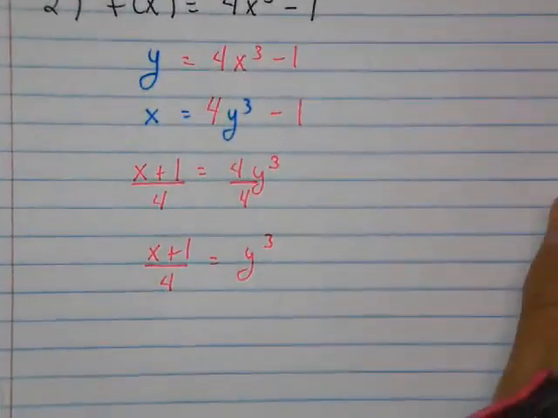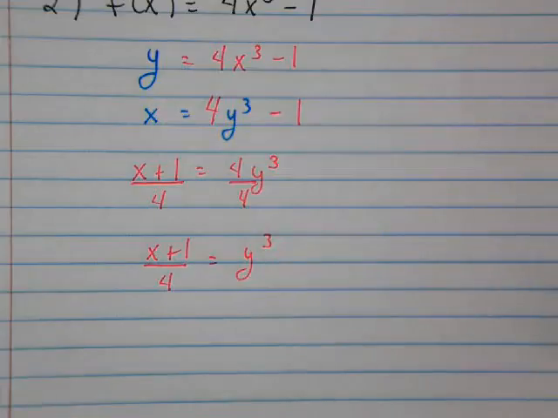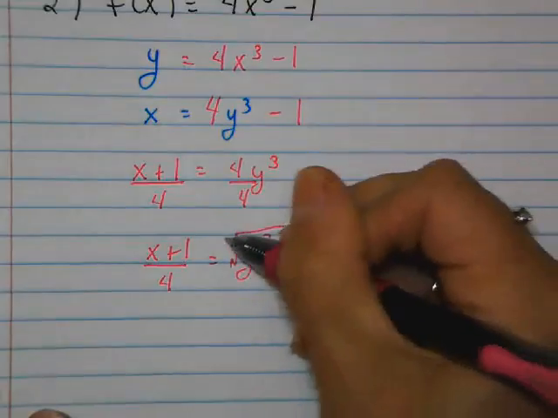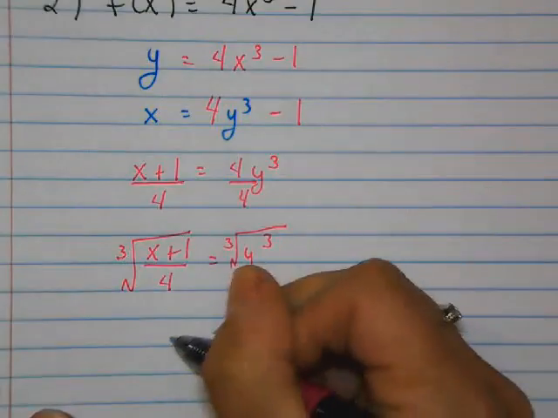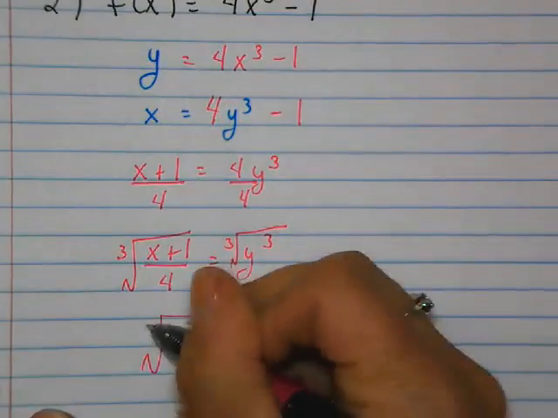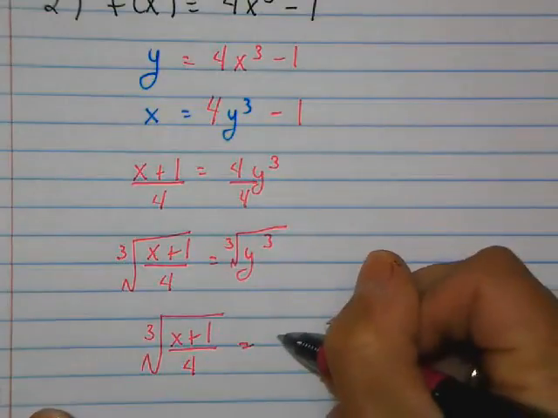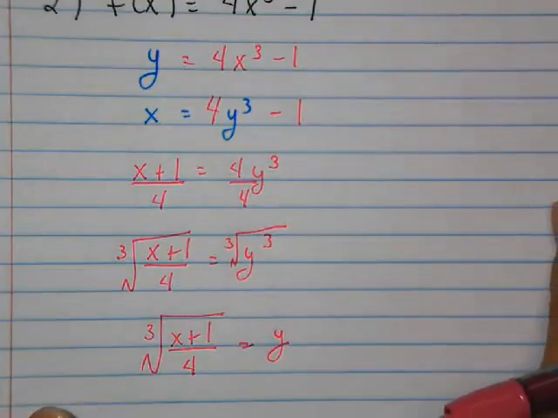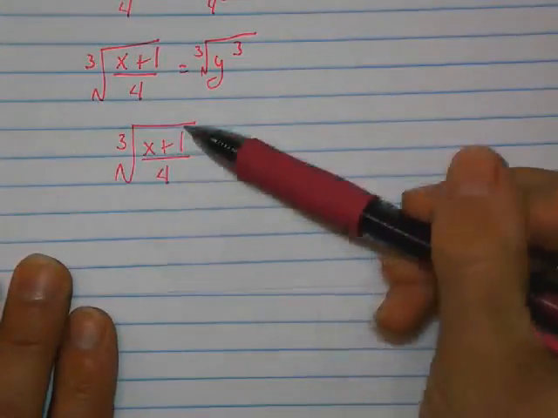Now, how am I going to get rid of this to the 3rd power? What would I do? You're correct. I'm going to go ahead and take a cubic root of this side and a cubic root of that side. So now I have that the cubic root of x plus 1 over 4 is equal to y. Make sure in your cubic root that the 4 is underneath the cubic root. And so now I just clean it up.